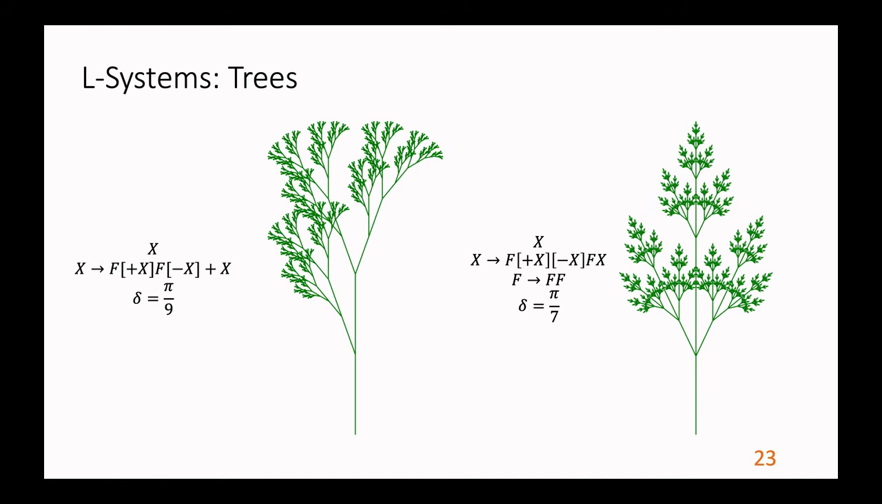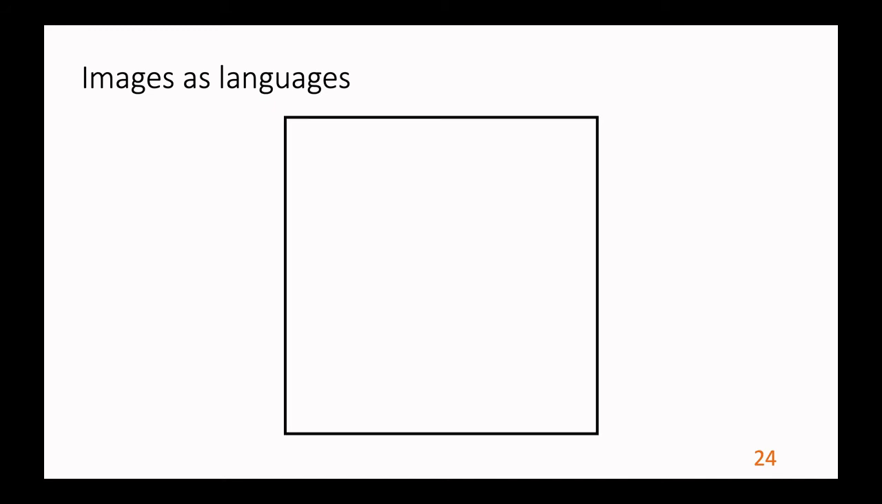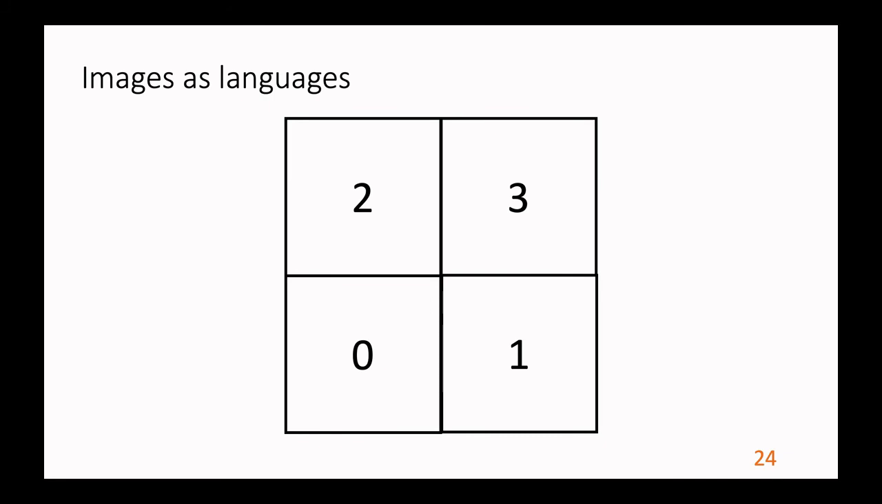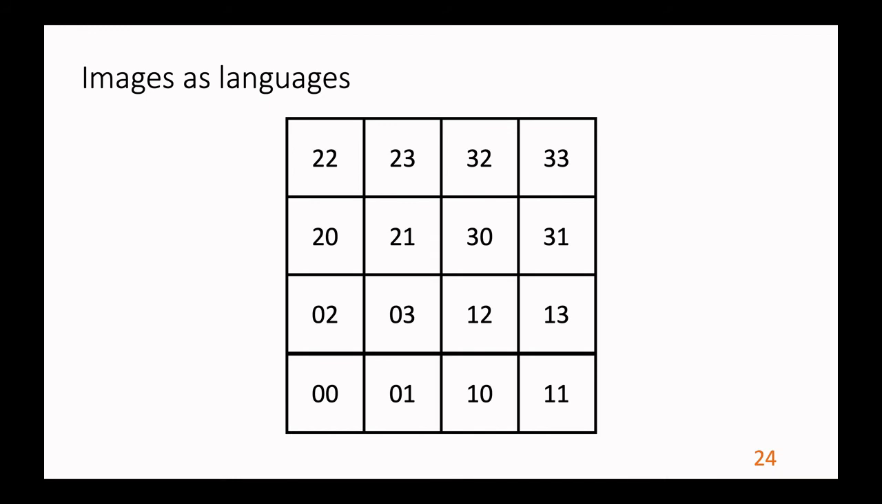So far, an image, a picture, is a string generated by a grammar. But what if we encode an entire language in an image? Let's do one thing. Let's say we have this image and we divide it in 4. And to each one of these quadrants, we assign this number.